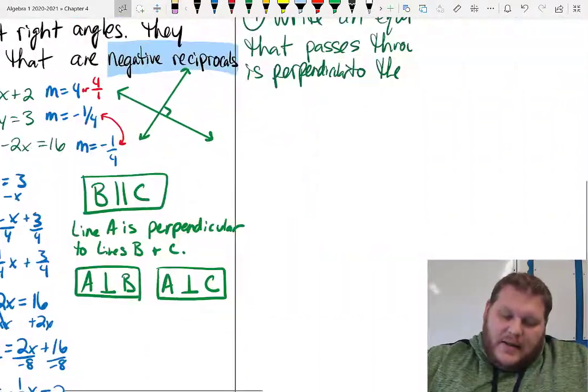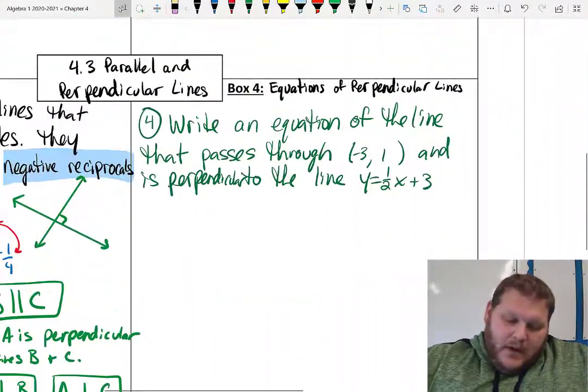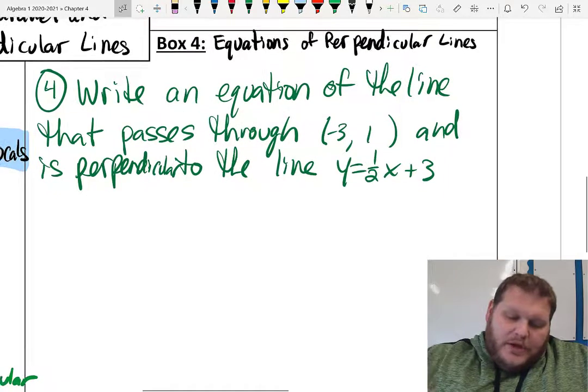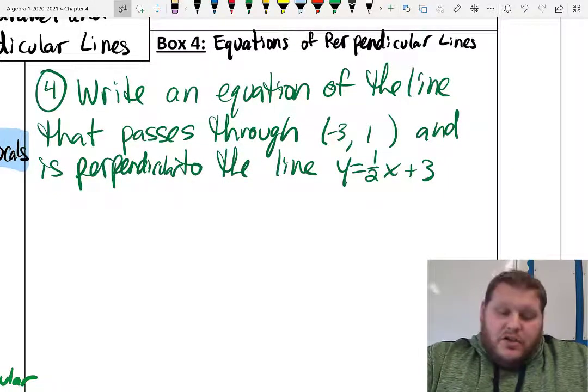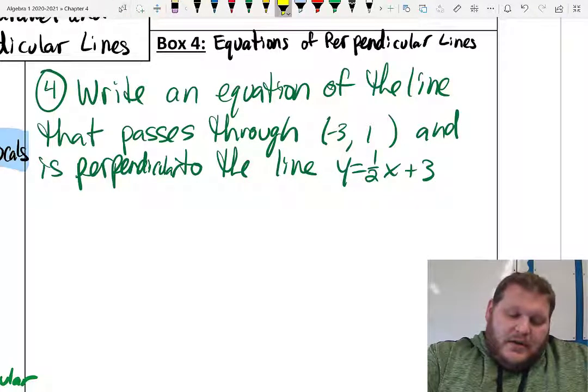All right, last section here. For box number 4, equations of perpendicular lines. Same idea as what we did up in box 2, but now with perpendicular. So they're asking us to write the equation of a line that passes through this point, -3, 1.